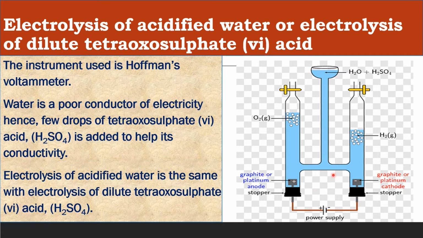But how does it work? The mixture of H2SO4 and H2O will be poured at the middle opening here, and then the opening down here will be sealed with either graphite anode, graphite cathode, or platinum anode, platinum cathode, and will be connected through wire to a power source. And then that is how the process will just keep going.